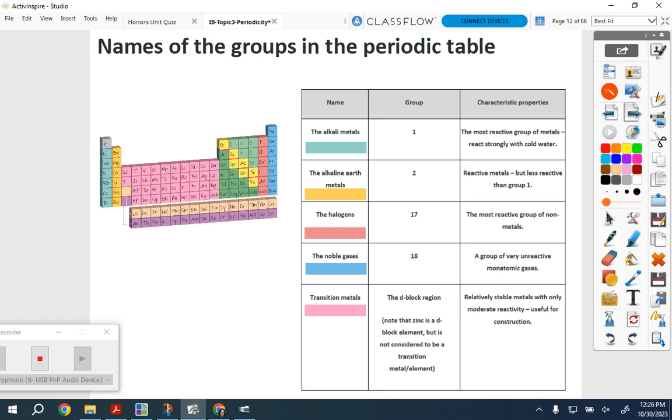Our noble gases, group 18, we've already talked about those in terms of our electron configurations, so you should know that term as well. And then the D block is also known as the transition metals. You don't have to know that zinc is actually not a transition metal. That's HL material, but generally speaking, when we're talking about transition metals, we're talking about the D block.